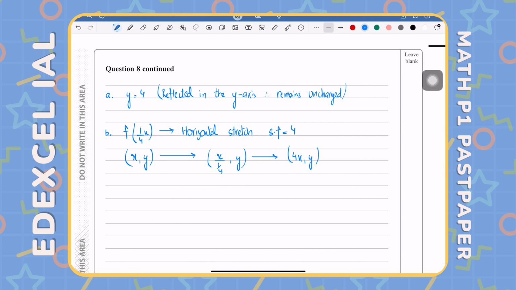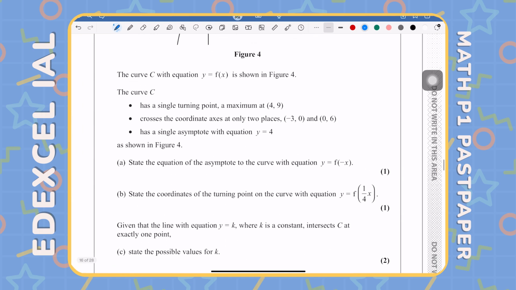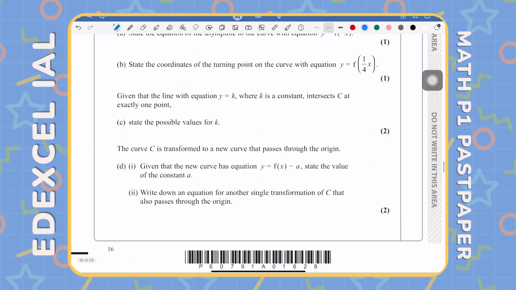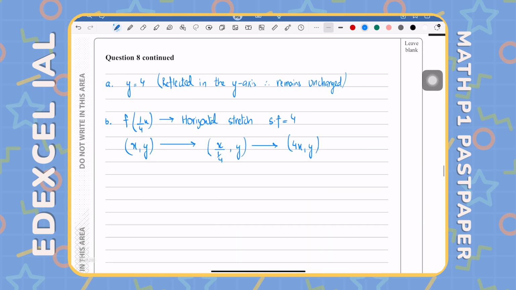Now, what are we supposed to do with this? We're supposed to apply this on the turning point. Previously the coordinates of the turning point are (4, 9). If I stretch it horizontally with a factor of 4, the x coordinate will be 4 times 4 and the y coordinate remains the same. So the new coordinates will be (16, 9). And there you go. That is your answer.